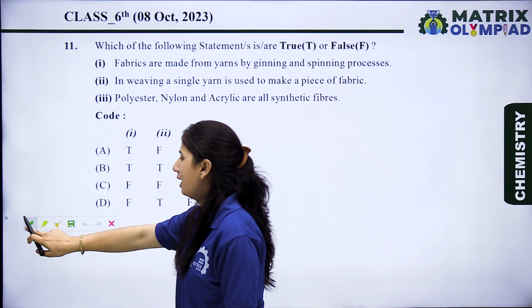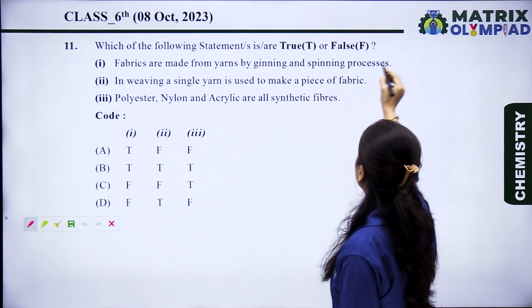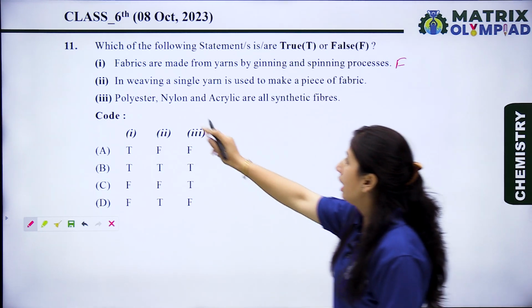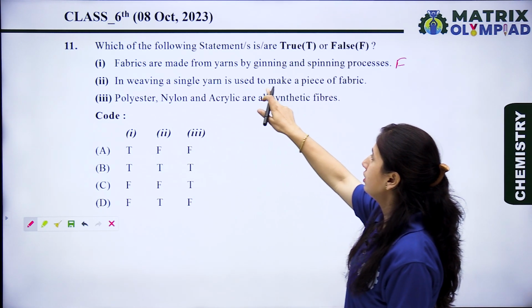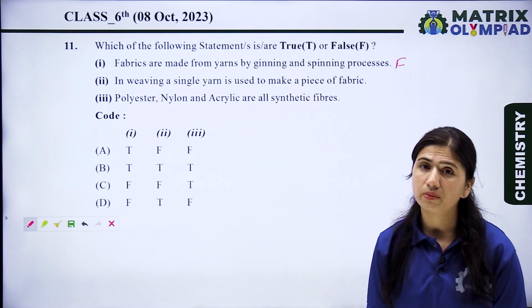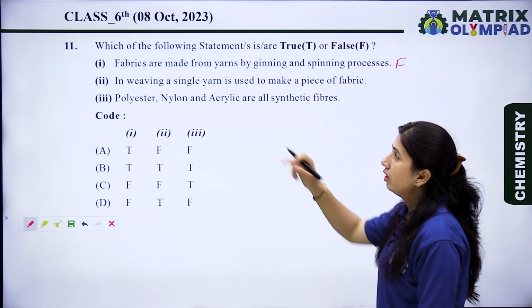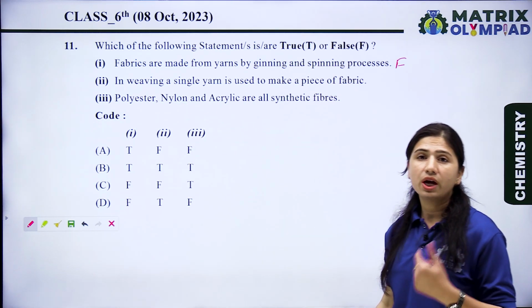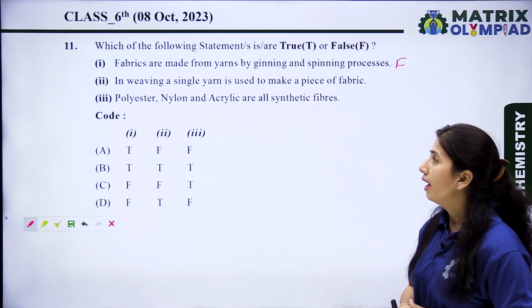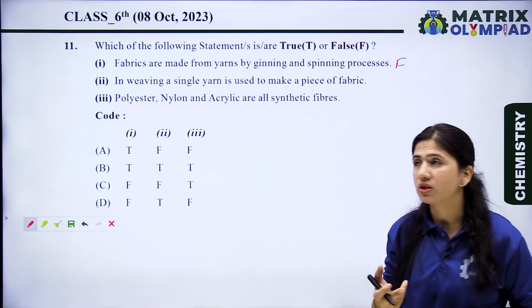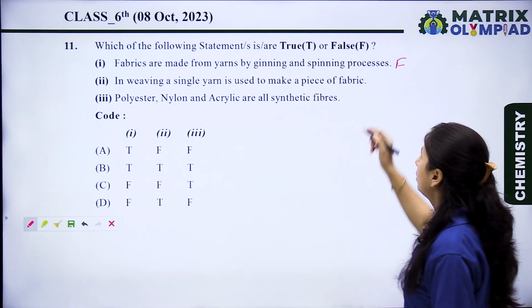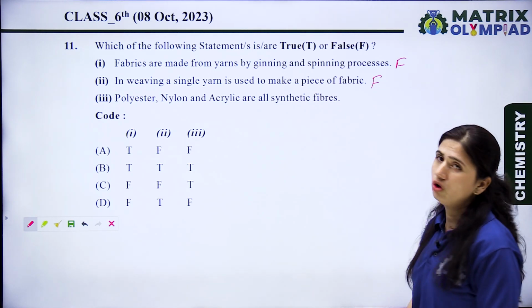So this is the false statement. Now see the second statement. In weaving, a single yarn is used to make a piece of fabric. This is also a wrong statement, because we know that in weaving, two yarns or double yarn is used to make a piece of fabric. In the knitting process, a single yarn is used to make a piece of fabric. So this statement is also a false statement.